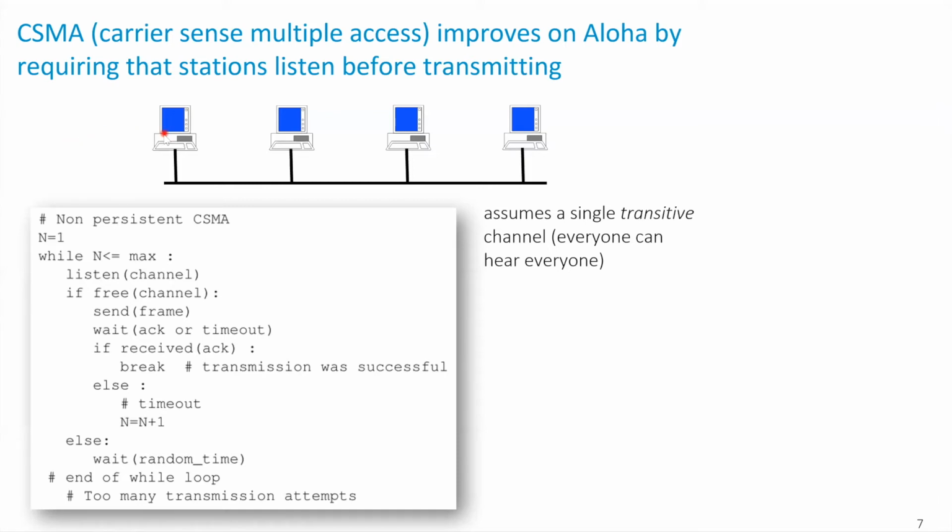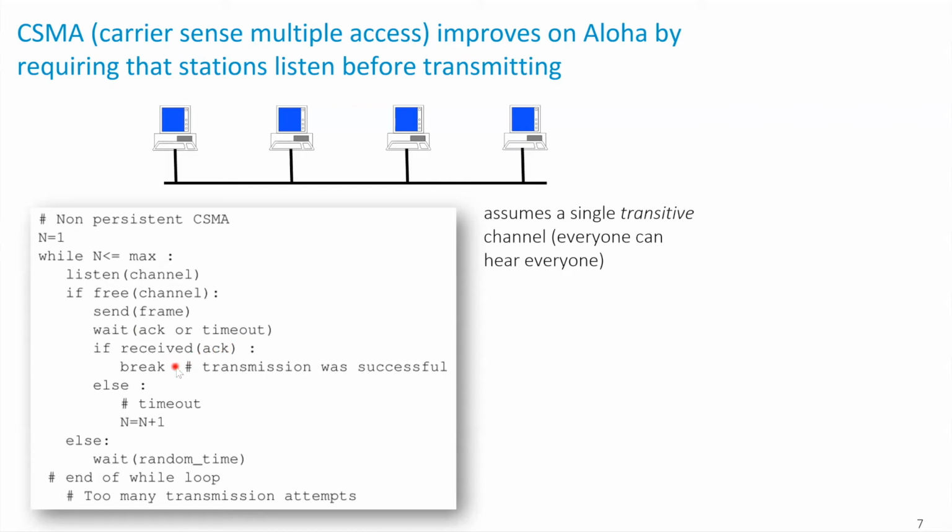When a node has a packet to send, what do you do? First, you listen to the channel. You make sure there is no traffic being sent on the channel. And since the medium is transitive, you know that if somebody is sending, you will hear it. So if you listen and nobody is sending, then you know nobody is sending, and then you can send. So you wait until the channel is free. When the channel is free, you send. You wait for an acknowledgement or a timeout.